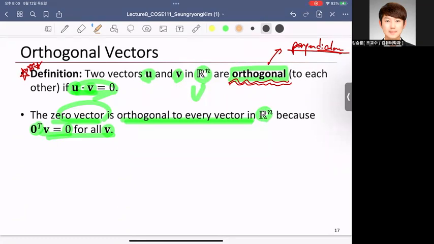So yeah, this is lecture 11. Last time we introduced some concepts, for example, inner product, length of vector, and also orthogonal vectors. And today we will discuss another very important concept, also orthogonal set or also orthonormal set. Okay.